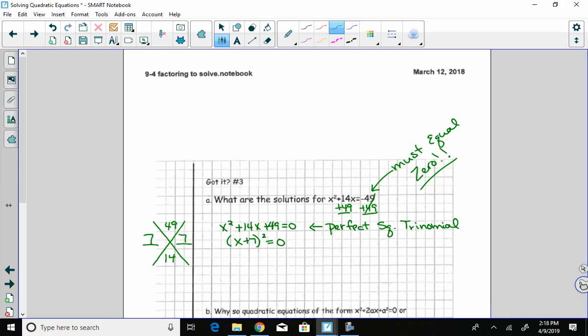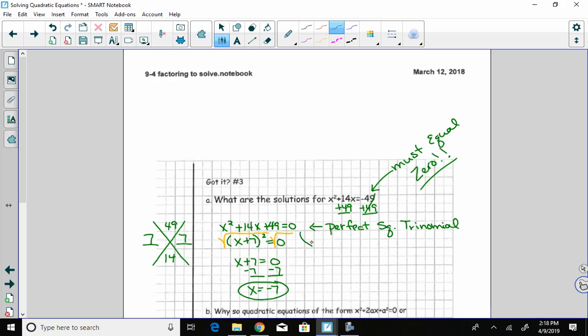Now, if you see the perfect square trinomial, you're going to learn how this works in tomorrow's or the next lesson. But what's the opposite of square? Square root. Square root both sides in this case. The square root of x plus 7 quantity squared is just x plus 7. The square root of 0 is 0. Subtract 7, and you find out that x is equal to negative 7. You're like, Mrs. Hoekstra, you said there was going to be 2 solutions. But with a perfect square trinomial, we only had one factor.